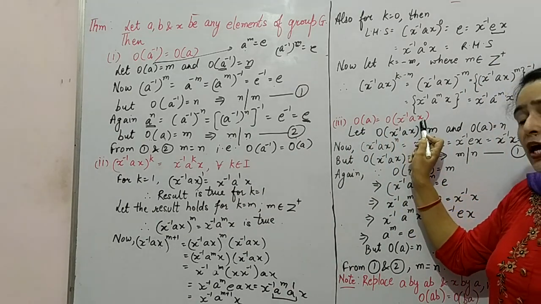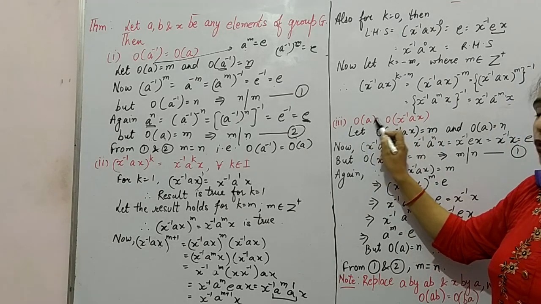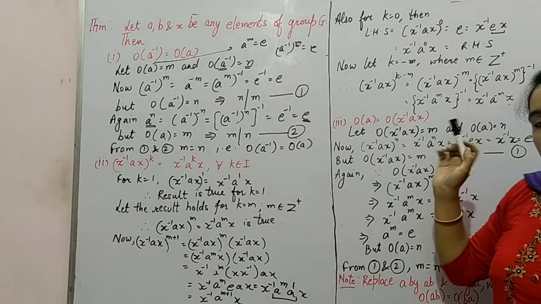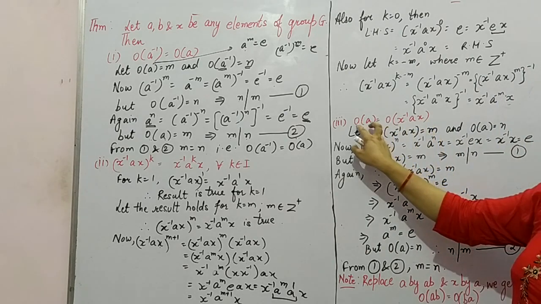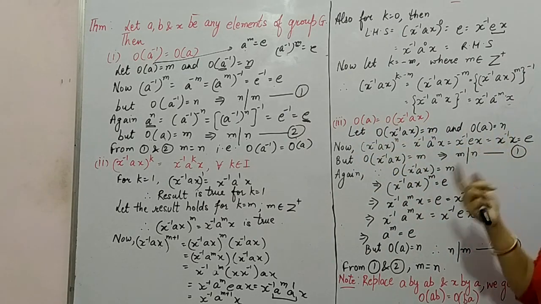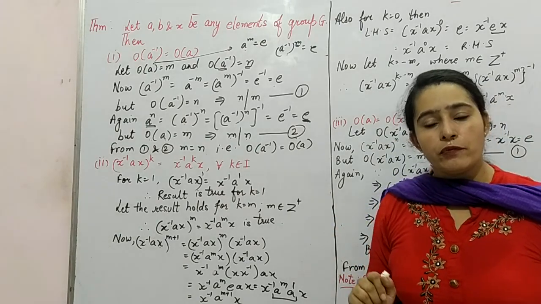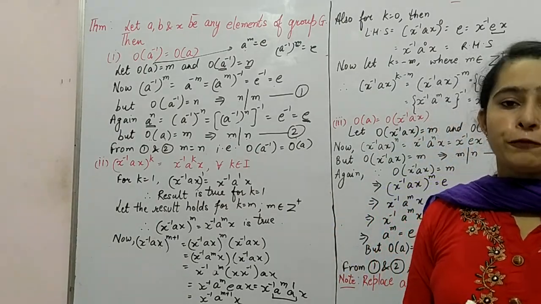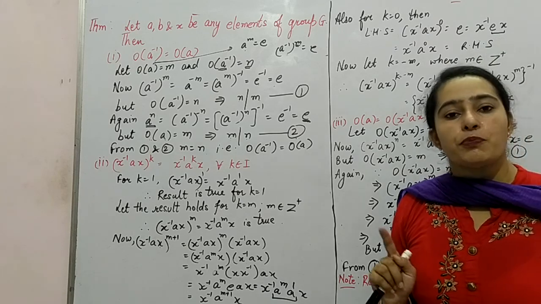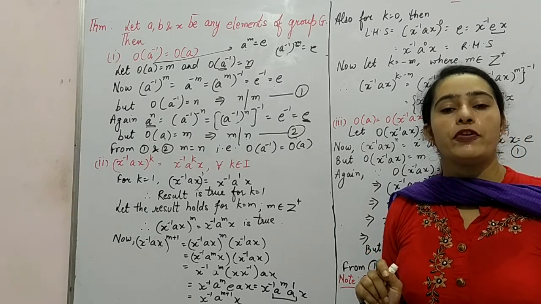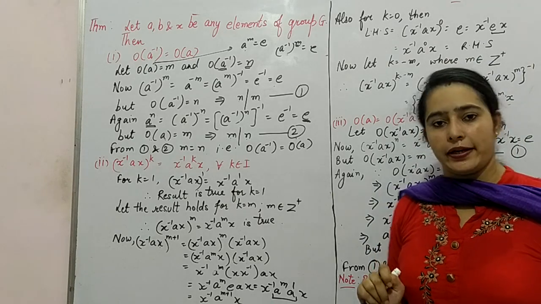We have to prove this: order of A is equal to order of x inverse Ax. Let's suppose that order of x inverse Ax is m and order of A is equal to n. Again, to show that m is equal to n, what we shall do? We shall prove that m divides n and n divides m. Because if both numbers divide each other, then we must have m is equal to n.